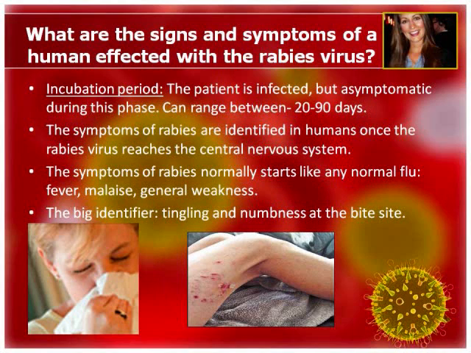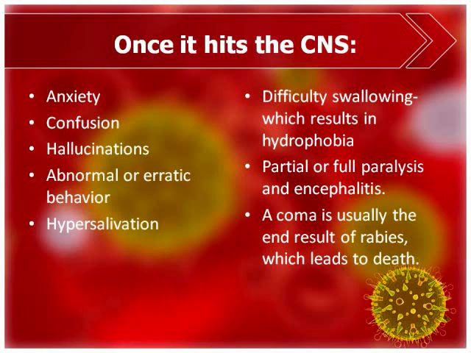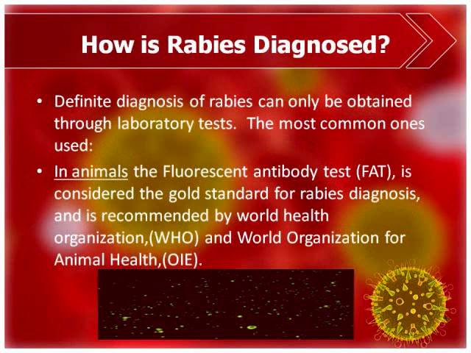The signs and symptoms of a human affected with the rabies virus normally start like a normal flu: fever, malaise, general weakness. However, there is an incubation period when the patient is infected but asymptomatic. During this phase, it can range between 20 and 90 days. The big identifier is tingling and numbness at the bite site. Once rabies hits the central nervous system, the most prominent sign is difficulty swallowing, which results in hydrophobia.